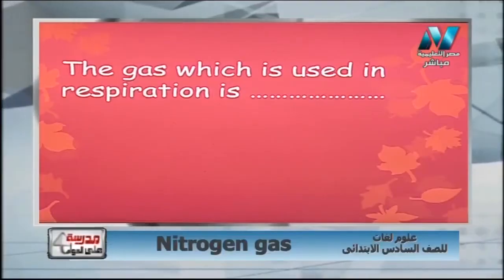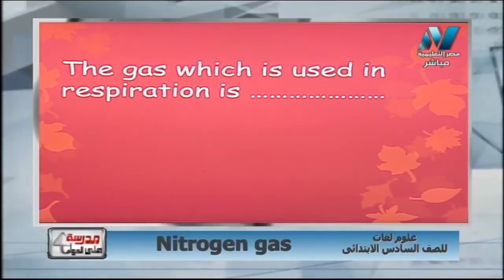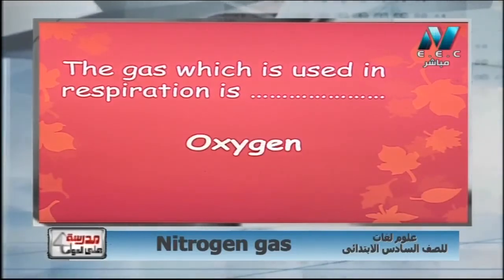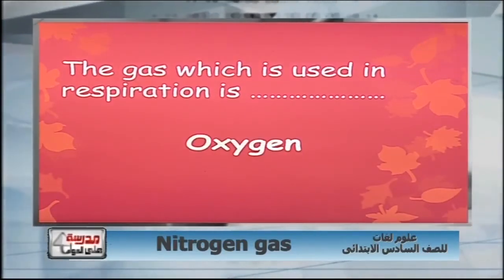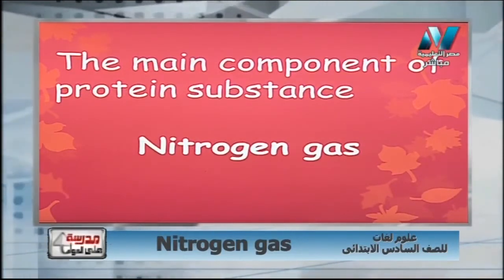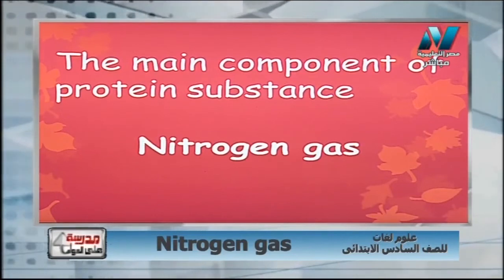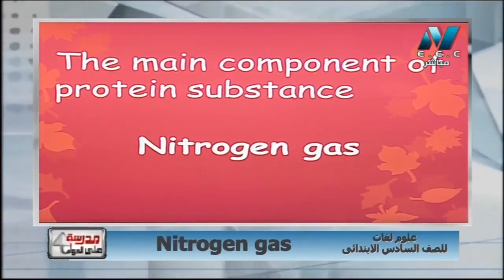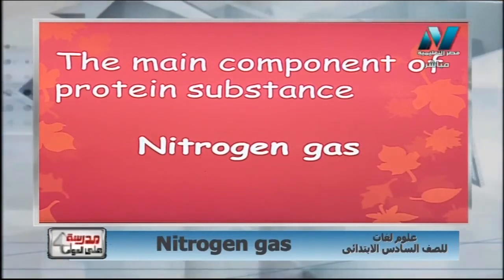The gas which is used in respiration, sure it will be oxygen gas. عارفين كويس قوي الجاز اللي بيستخدم في التنفس هو oxygen gas. Another question. The main component of protein substance, nitrogen gas. We have a slide in today. درسنا النهارده nitrogen gas هو مكون رئيسي main component في أي مادة بروتينية.